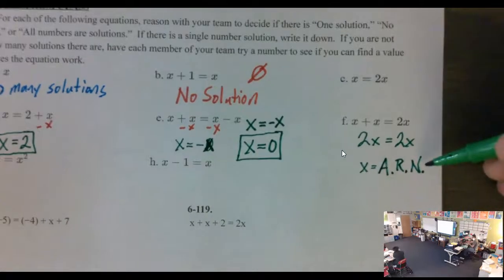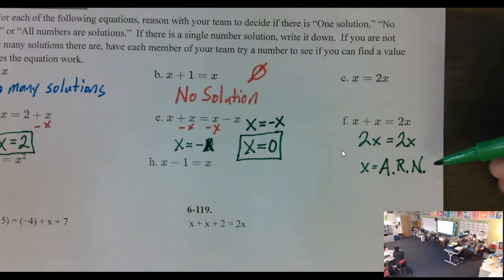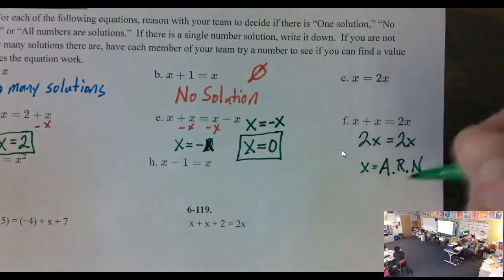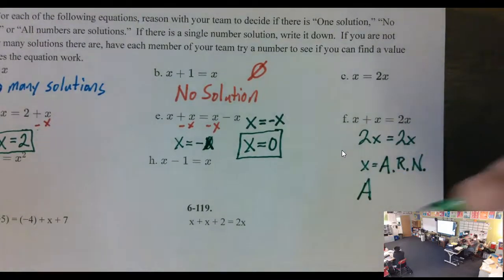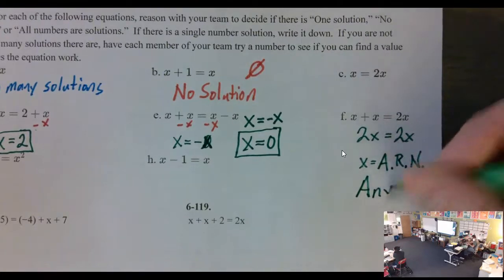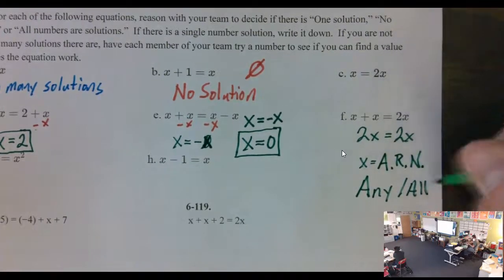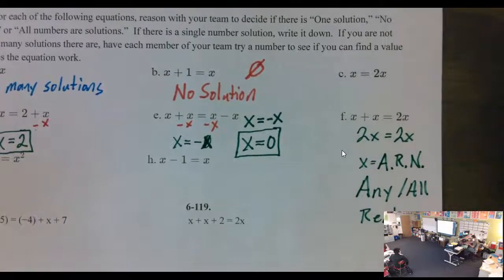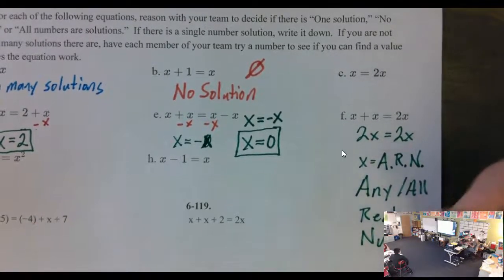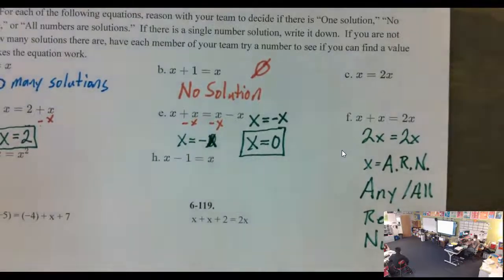I'm going to tell you the N stands for numbers. That's not too tricky. Any guesses on the A and the R? Any can work. Any or all. Yeah, you can say any or all for the A. Real number. Because there are what we call imaginary numbers.